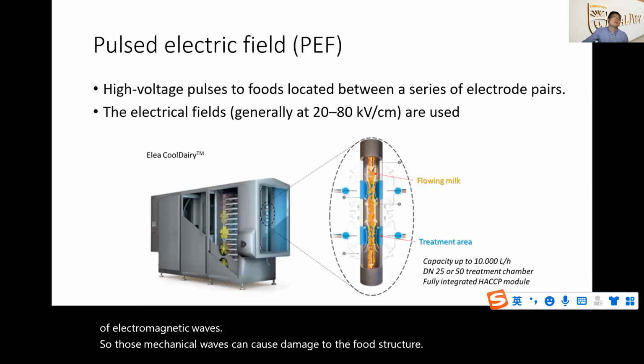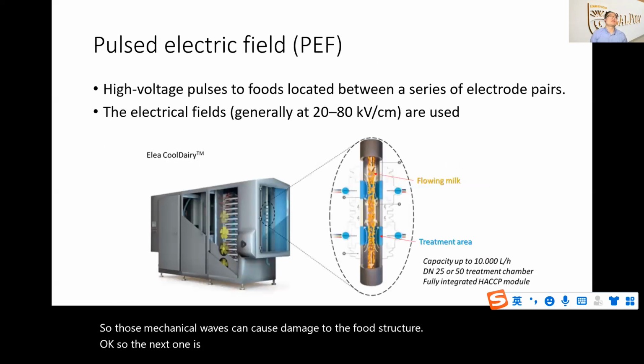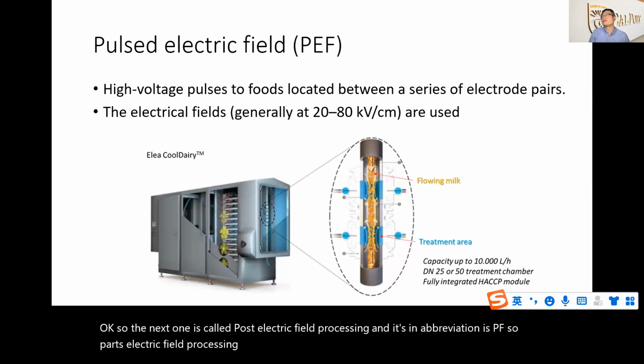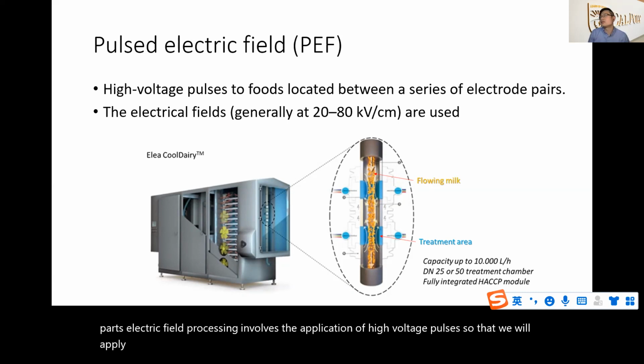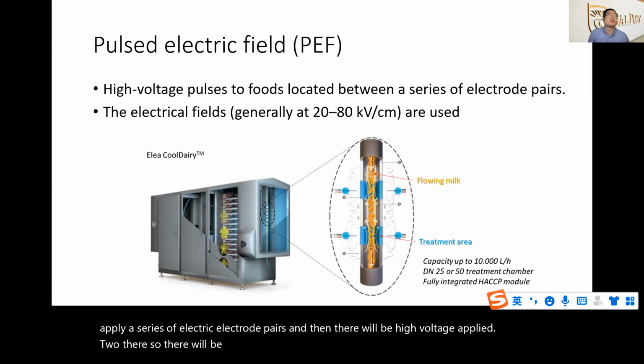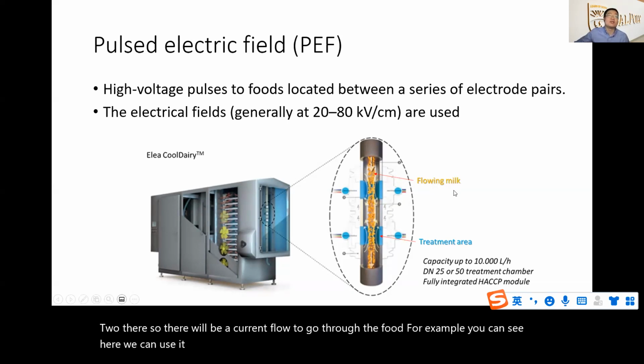Okay, so the next one is called pulsed electric field processing, and in abbreviation, it's PEF. Pulsed electric field processing involves the application of high voltage pulses, so that we will apply a series of electrode pairs, and then there will be high voltage applied there. So there will be a current flow going through the food. For example, you can see here, we can use it to process flowing milk, right?